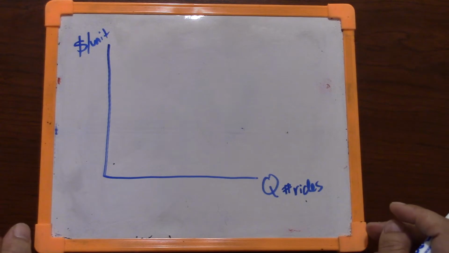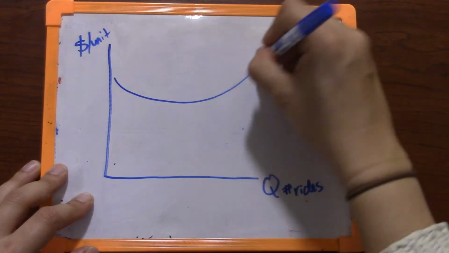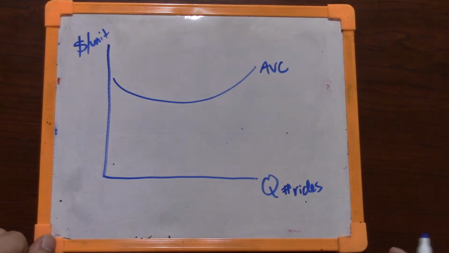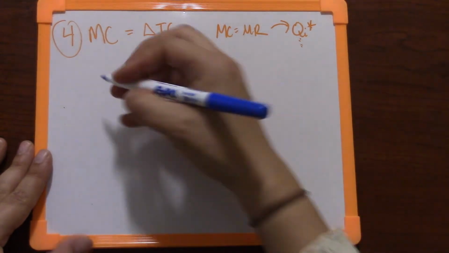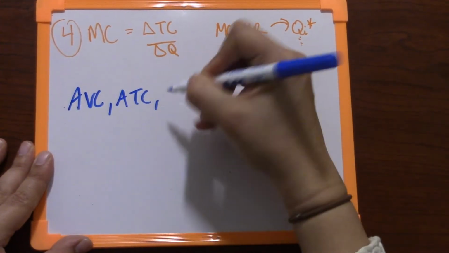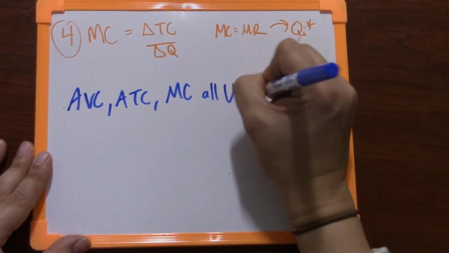Okay? Average variable cost, our first cost curve, is shaped like a U. So you could draw a big U anywhere in your graph. Average variable cost is U-shaped for 2 reasons. And this is one of the key parts for understanding the theory of the cost curves. So I'm going to write it out for you right on here. Average variable cost, average total cost, marginal cost are all U-shaped.